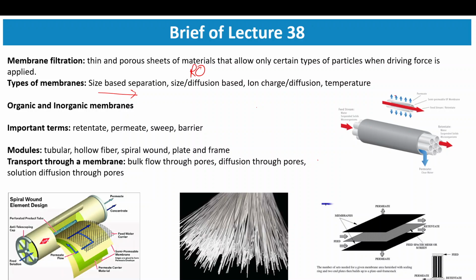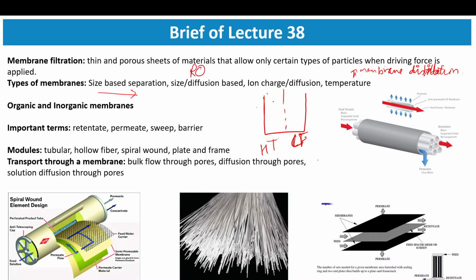And another type of membrane where temperature plays an important role is membrane distillation. So these membranes are permeable not to pollutant but to water vapor. Okay, so let's say this is the cell which is separated by a membrane. One will have higher temperature, HT. Another will have cooler temperature or lower temperature, LT.